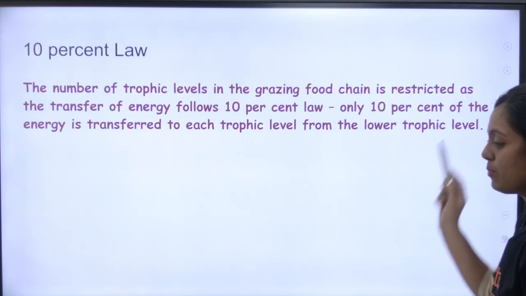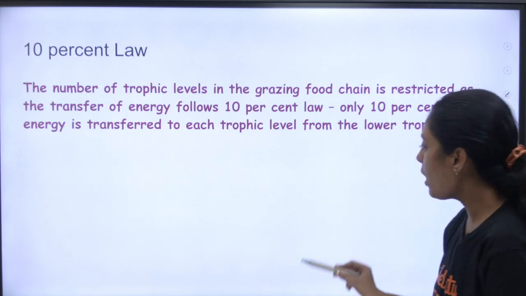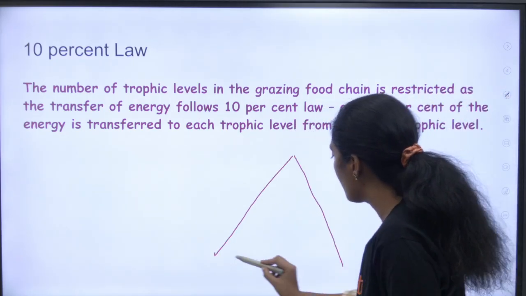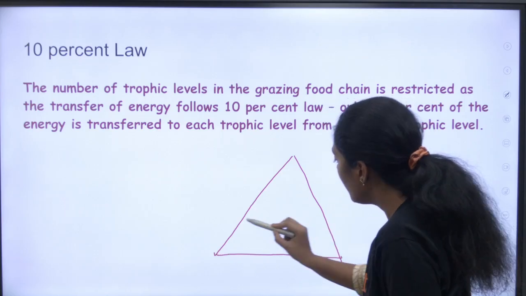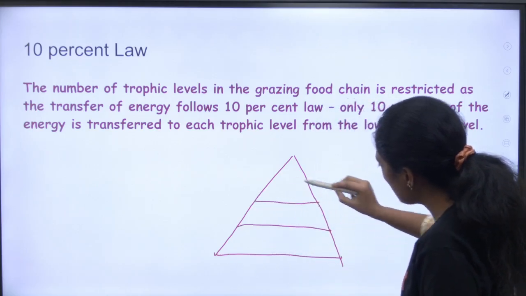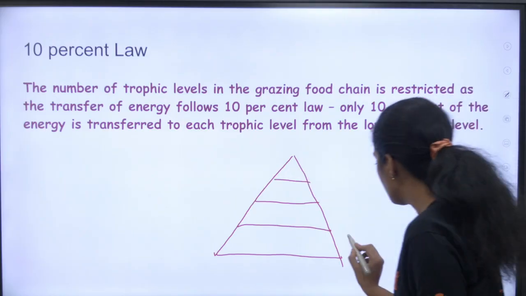Okay, now let's move on. The most important thing, the 10% law. What is this 10% law, pasangala? Can anyone tell me what the 10% law is? It's very interesting to know that the energy, imagine this is your first trophic level. Let's take 3 trophic levels for now. Okay, so this is your producers.